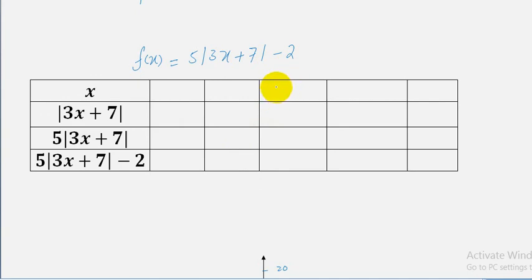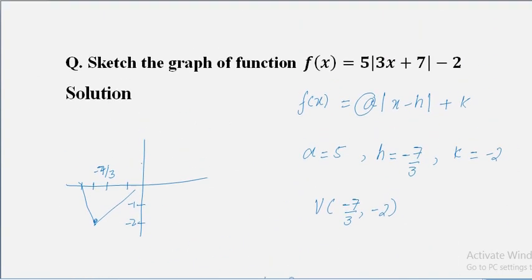The vertex lies at the point minus 7 by 3. Another way of finding the vertex is to put the expression inside the absolute symbol equal to 0 and then find the value of x. That is, 3x plus 7 equal to 0, and x is equal to minus 7 upon 3. So the x coordinate of the vertex is minus 7 by 3.